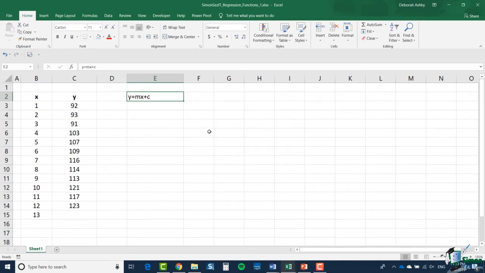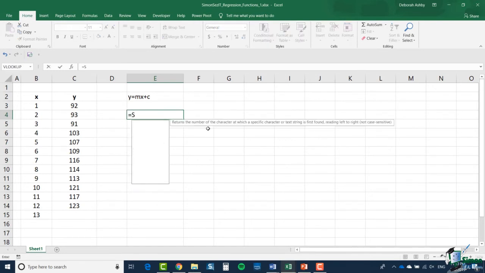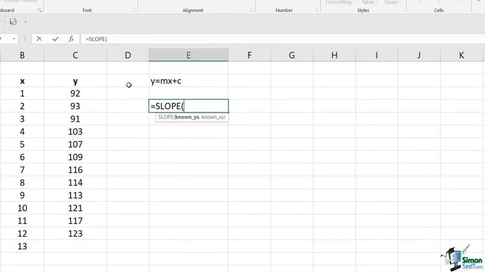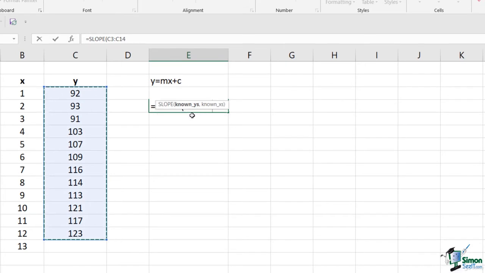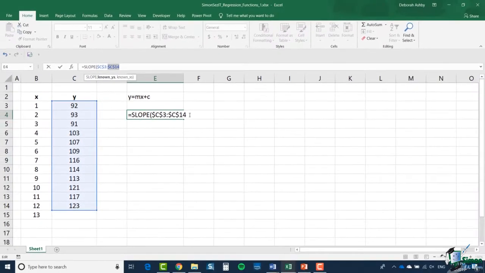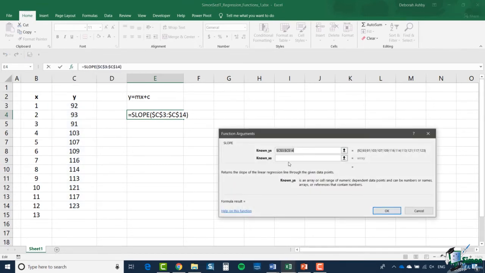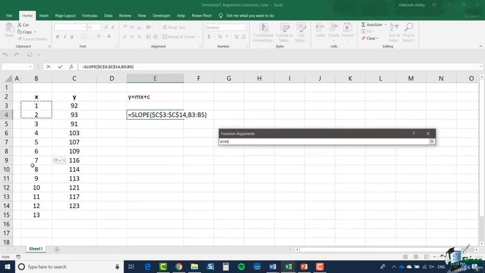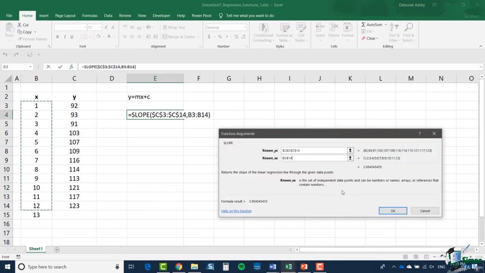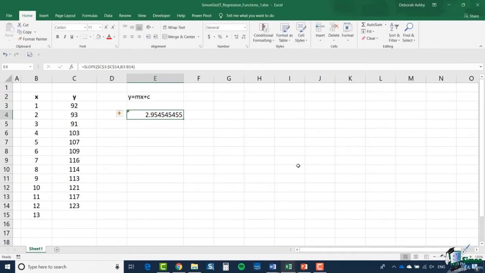So I'm going to calculate the value of M in cell E4, and I'm going to use the function equals slope. And you'll notice it has two arguments, known y's and known x's. For the known y's, it's going to be C3 to C14. And I'll put in the known x's as well, and let's use the functions dialog box. So there is my value for M.